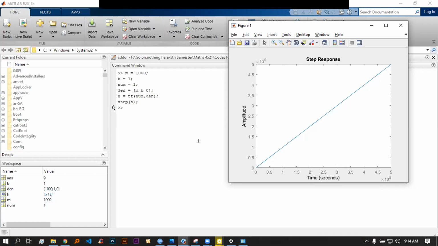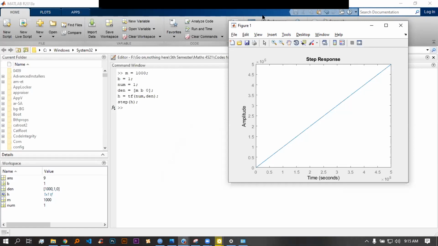Did everyone understand how to do it? No, sir. Just convert your velocity to displacement in the transfer function, then obtain displacement by force, which is the transfer function. And how to convert the velocity to displacement? Use the formula v equal to dx by dt. That means vs in the Laplace domain will become s multiplied by xs. Did everyone understand? Yes, sir. And that is how you get the step response when the output is the displacement.